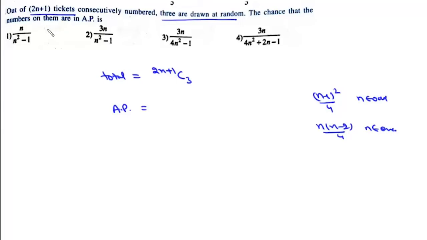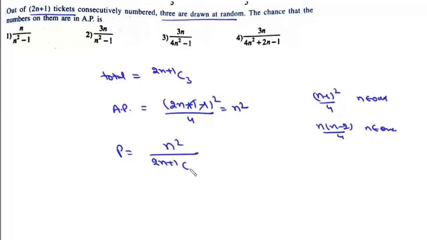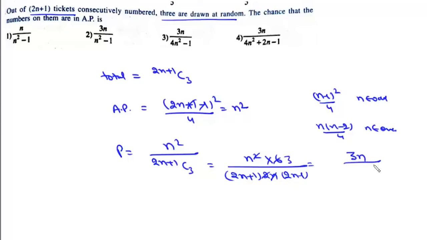Now in this case we have an odd number of tickets, so the favorable cases will be (2n+1 minus 1) whole square upon 4, so it will be simply n square. So the required probability will be n square upon 2n+1 C3. Now this is n square, and this is (2n+1) into 2n into (2n minus 1) upon 6. Now this n will cancel, and it will be 3. So we can write this as 3n upon 4n square minus 1, and there will be option 3.